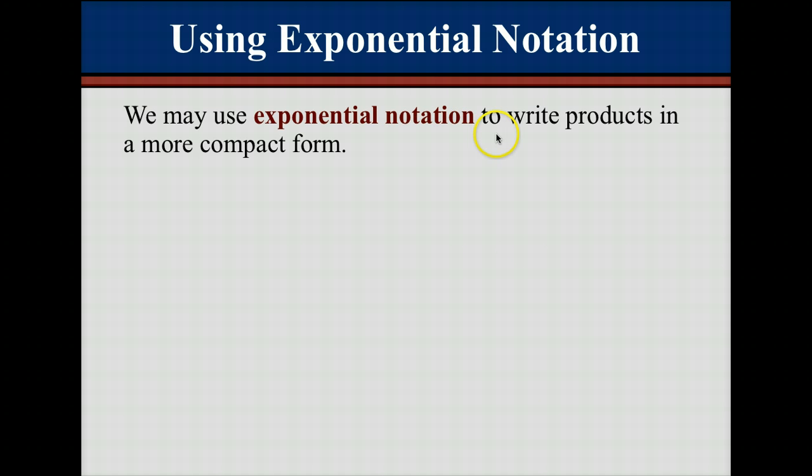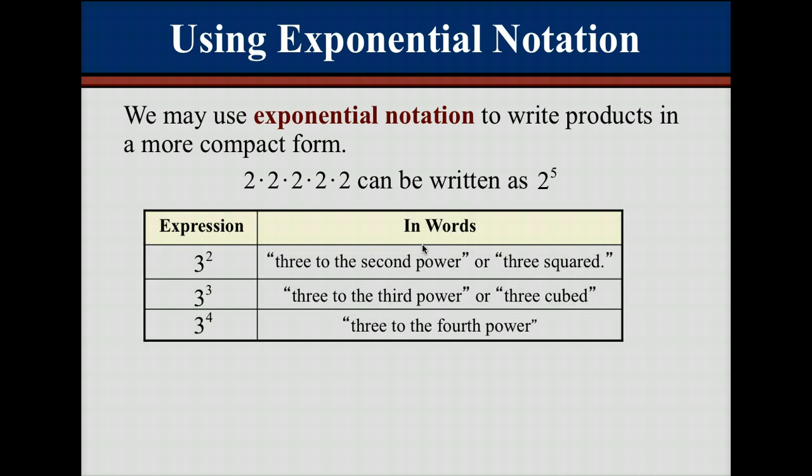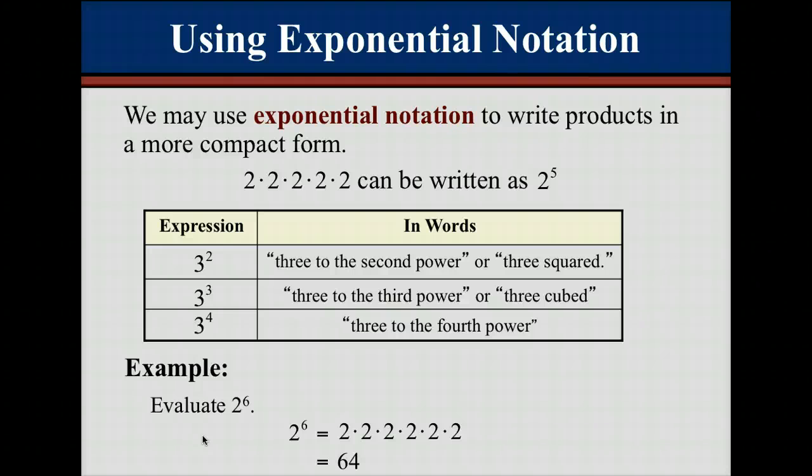We may use exponential notation to write products in a more compact form. So when we've got 2 times 2 times 2 times 2 times 2, let's write it as 2 to the 5th power, because there's 1, 2, 3, 4, 5 twos. For these expressions, we can read it as 3 to the 2nd power, or 3 squared, 3 to the 3rd power, or 3 cubed, and then 3 to the 4th power. So evaluate 2 to the 6th power. That's 2 times 2 times 2 times 2 times 2 times 2, which would give us 64.